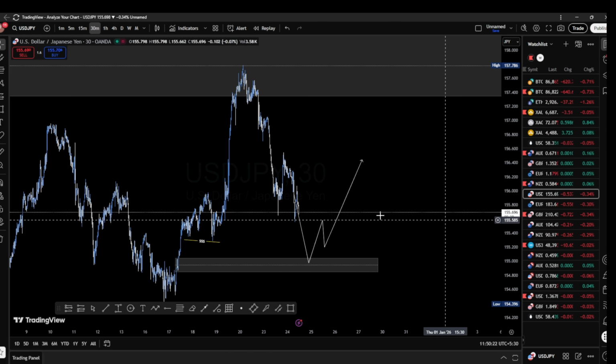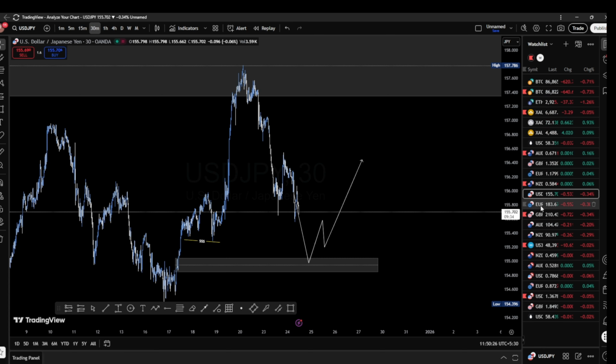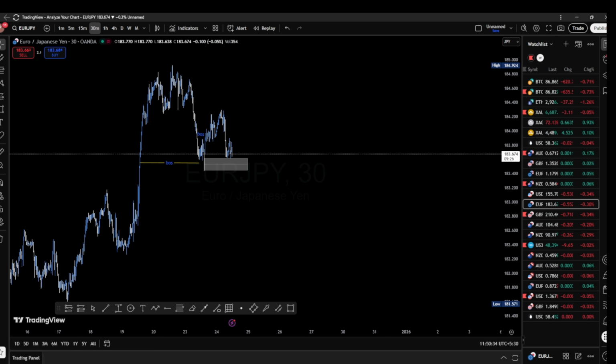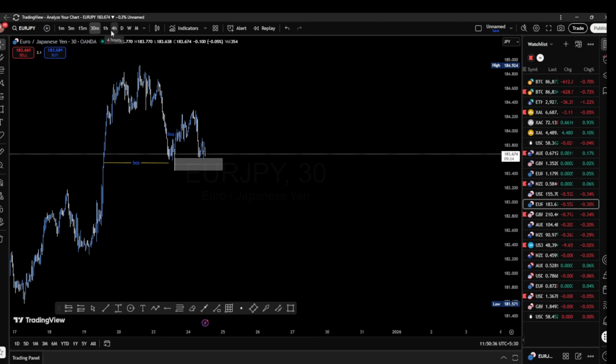You have to wait for the pattern to be created according to your setup. You have to wait for your setup, then go whatever you want. Let's cover Euro APY.